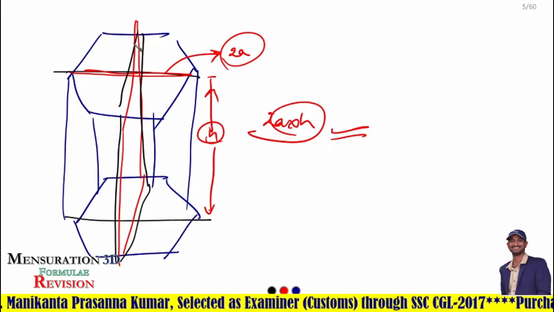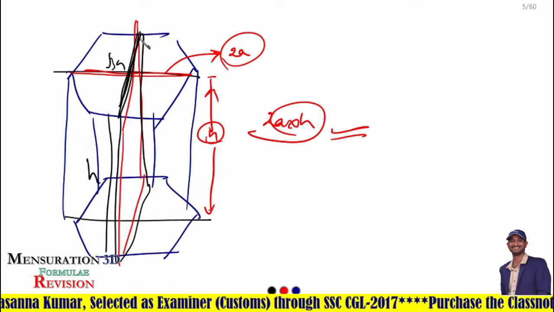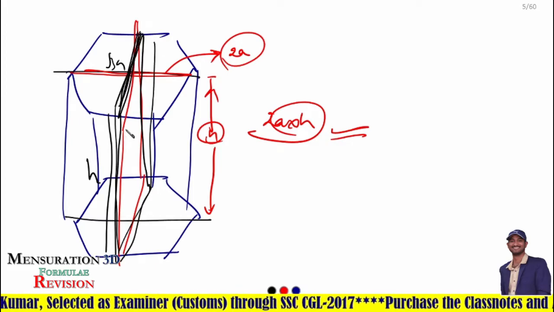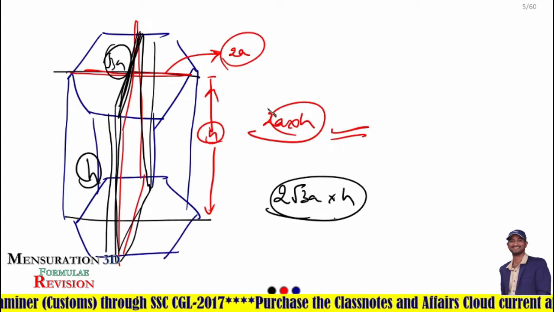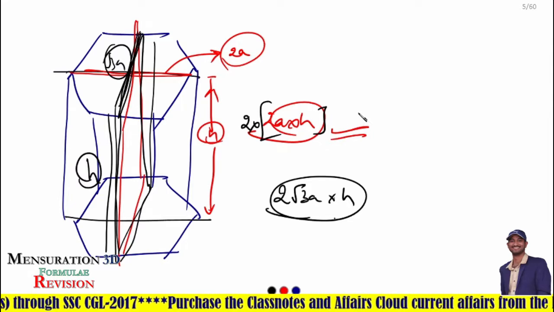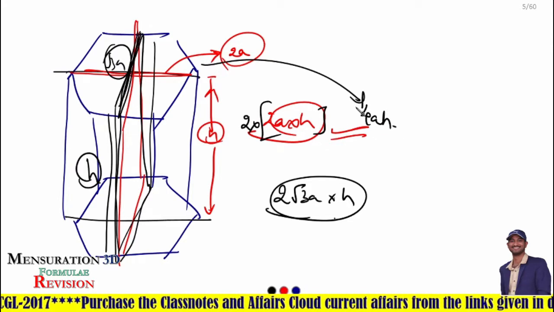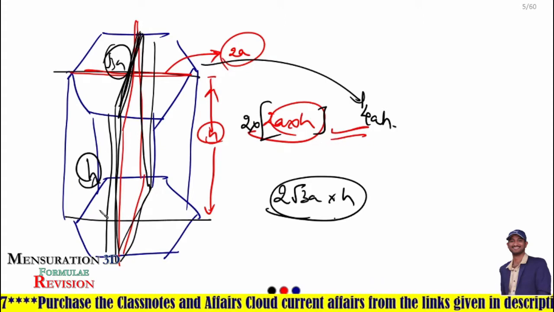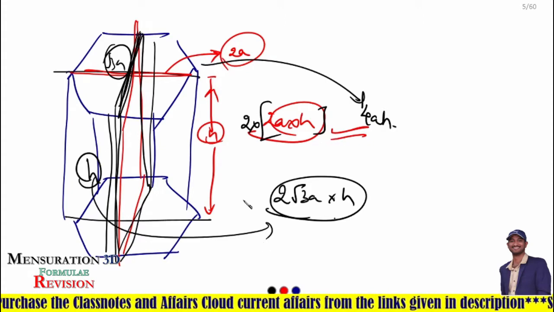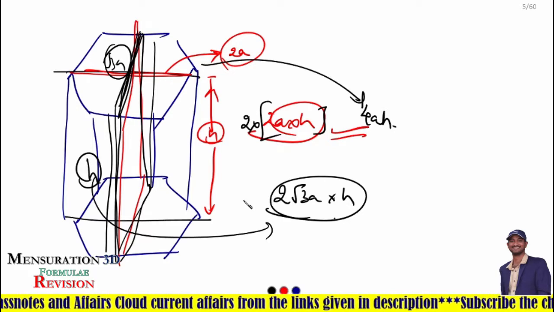If you cut the prism passing through the midpoints of opposite parallel sides, then the distance is root 3a, and with the height, the cross section is a rectangle. So the area is root 3a into h, and for 2 rectangles, 2 root 3a into h. In the first case, 2a into h for 2 rectangles gives 4ah as the extra total surface area, and in this case 2 root 3a into h is the extra total surface area you will get.